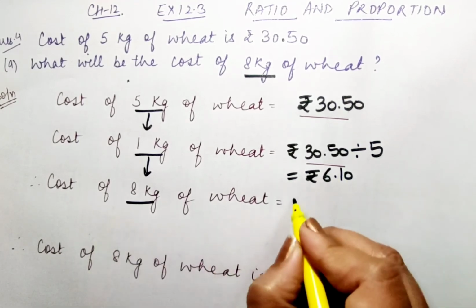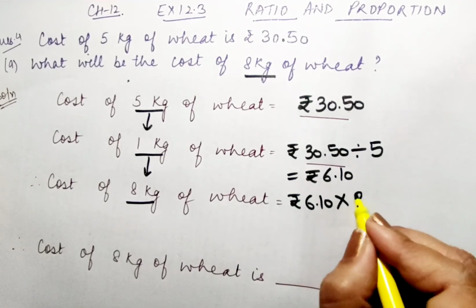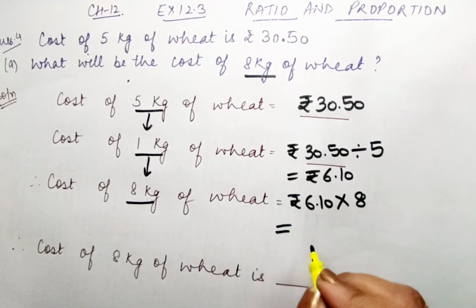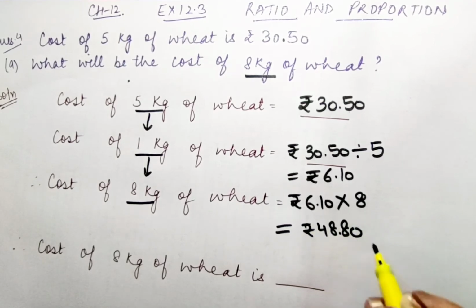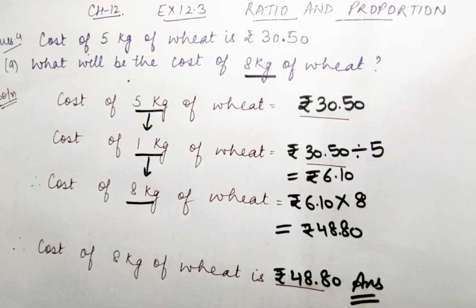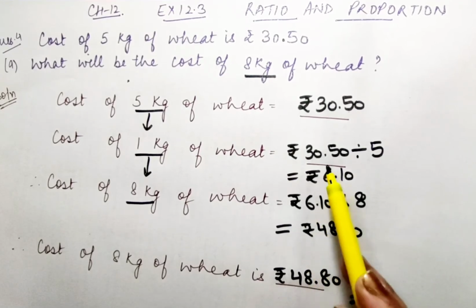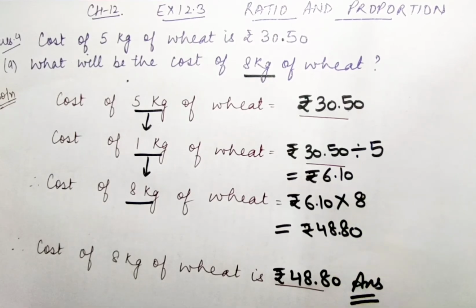And to find out 8 kg, 6.10 into 8. So this comes out to be rupees 48.80. So cost of 8 kg of wheat is rupees 48.80. This is your answer. And students, I hope you know how to divide the decimal numbers and how to multiply the decimal numbers, right?